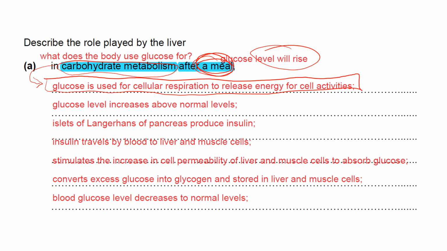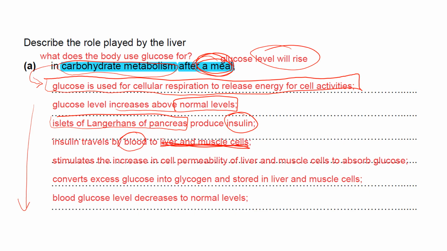Then you talk about the typical answer from the slides, from the notes, on what happens after a meal, where your blood glucose level will rise above normal. So what you're looking at over here is actually all from the notes. Let me run through them in sequence, and the sequence is very important. So the glucose level will increase above normal level after a meal. They will shoot up more than usual. This increase in normal levels will cause the islets of Langerhans of the pancreas to produce this hormone known as insulin.